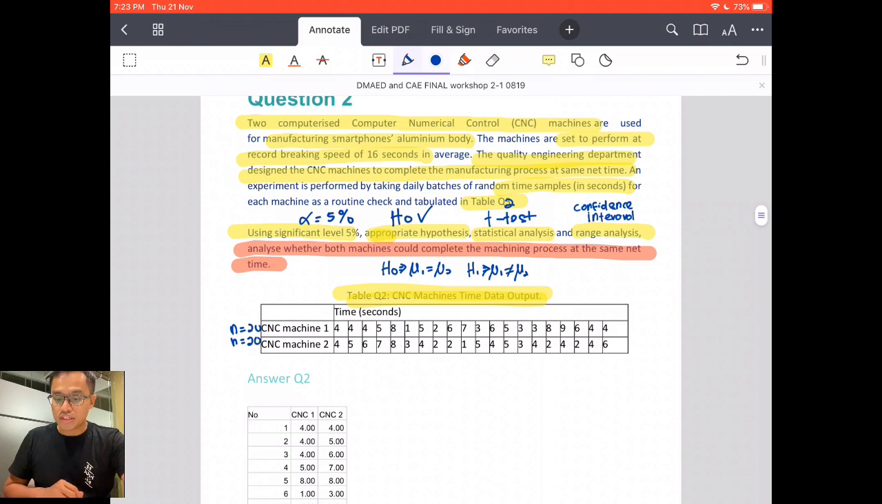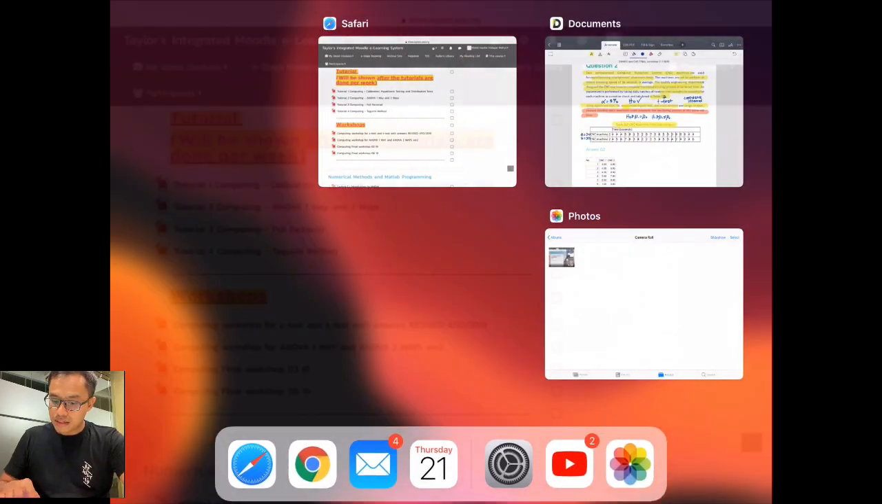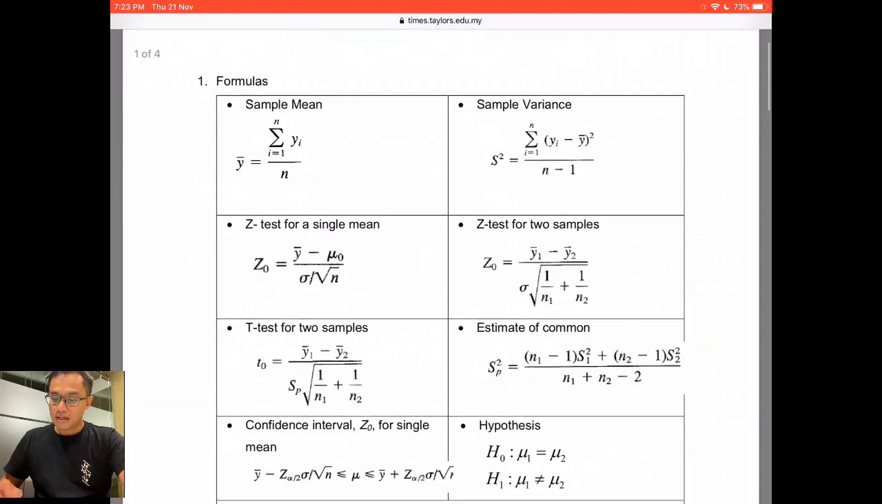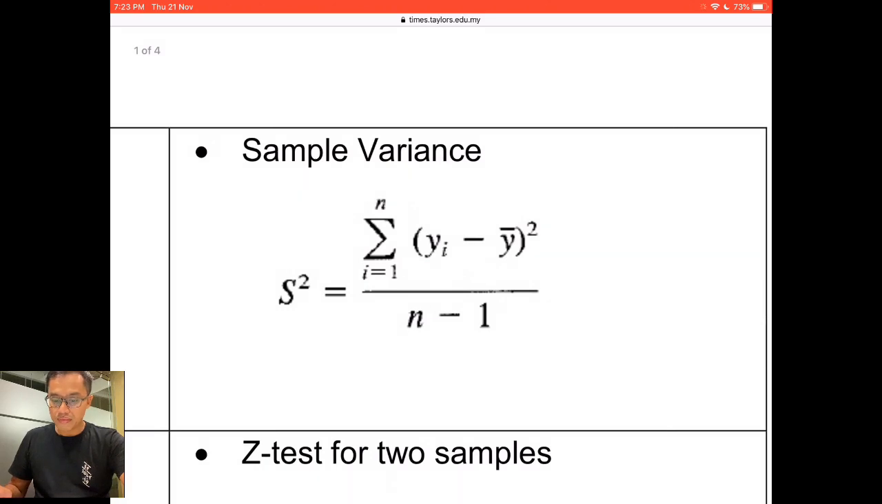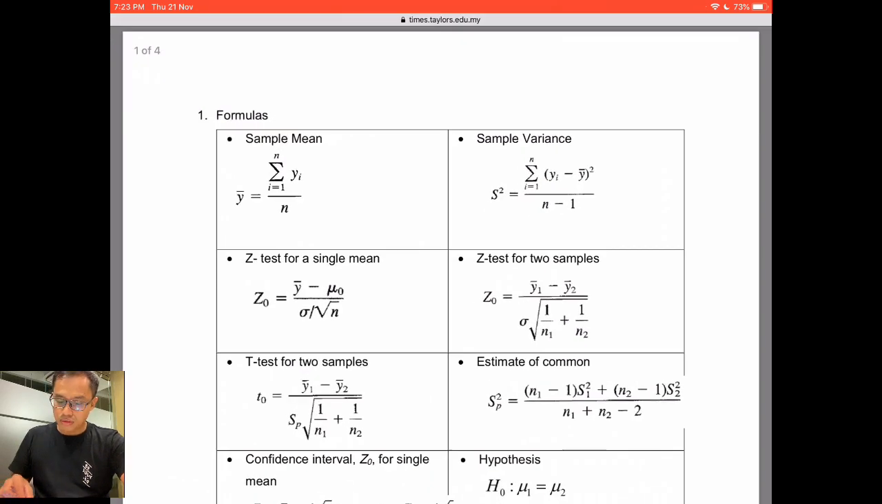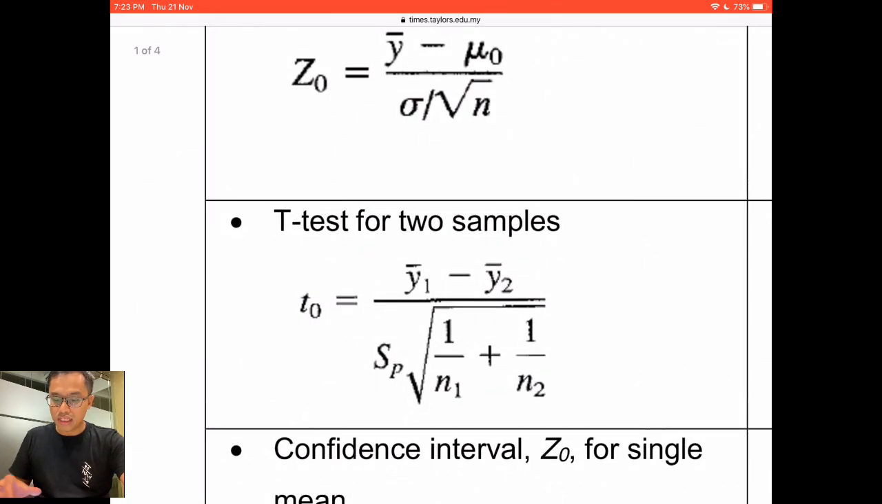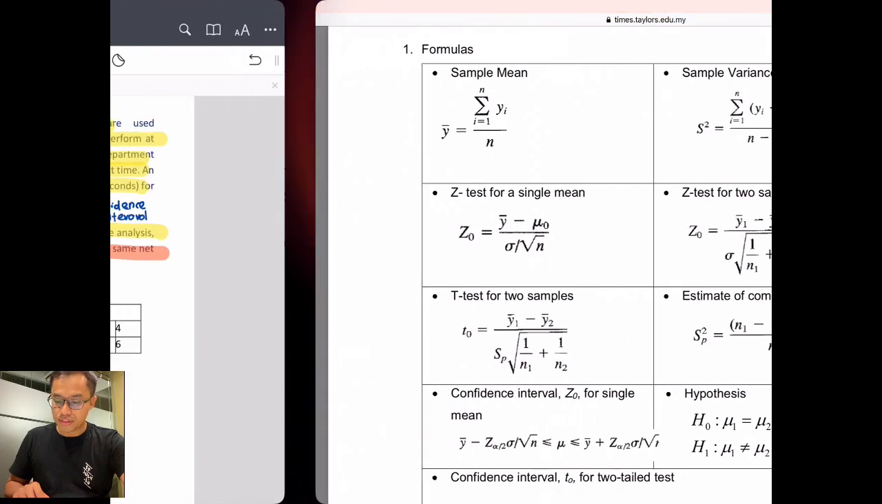To do this question, you must know the equation. If you go to your website or Times, the equations are already there. Use this equation for the t-test: the sample variance, the estimate of the common variance, and then the t-test for two sample tests. It is always two sample tests in my questions.